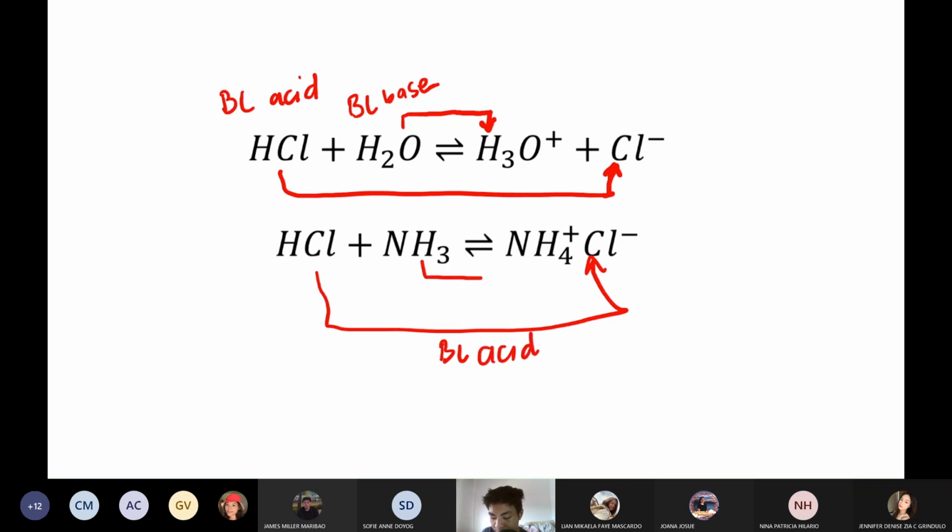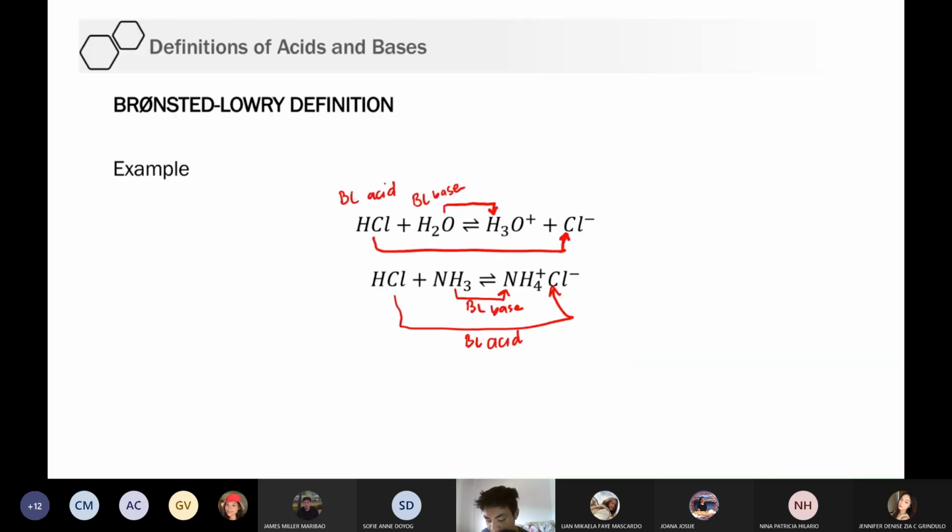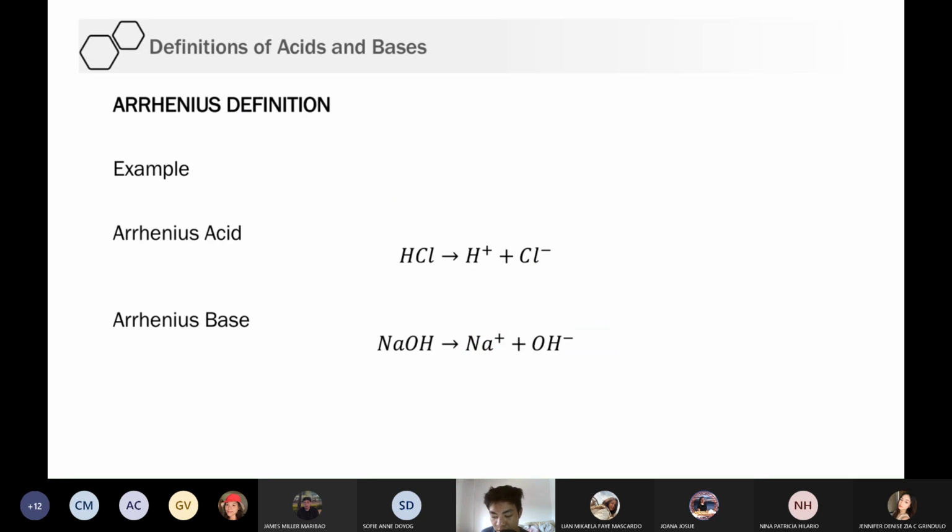How about ammonia? Yung ammonia, it became ammonium ion, NH4. So, nadagdagan siya ng H. So, ibig sabihin yan ay Bronsted-Lowry base. Okay? So, ganun lang. So, compare natin yan with Arrhenius definition. Pag Arrhenius definition, sabi niya, ang acid may H+, ang base may OH-.